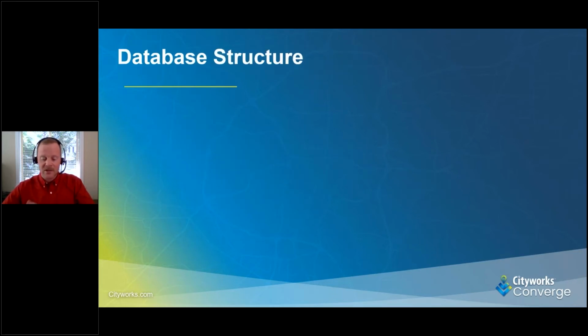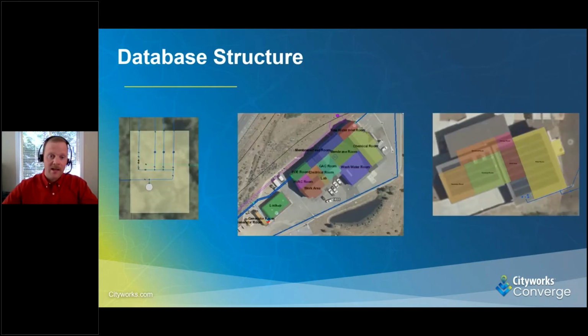To start this program off, we already had a water facilities polygon layer, which you can see here. All we needed to do was divide the treatment plants into different polygons, and we split them up by the actual rooms in these plants.